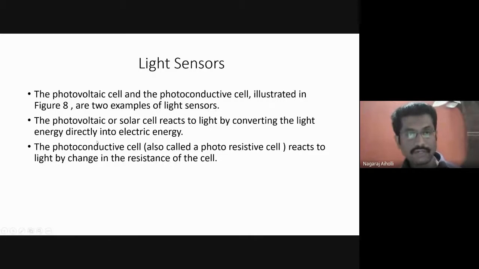The photovoltaic or solar cell reacts to light by converting the light energy directly into electrical energy. The photoconductive cell, also called a photoresistive cell, converts change in light energy to change in resistance. It reacts to light by a change in the resistance of the cell.